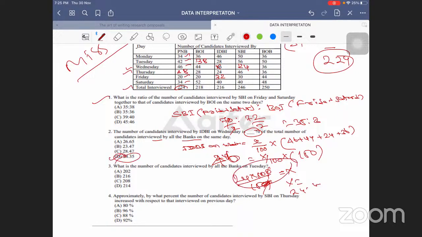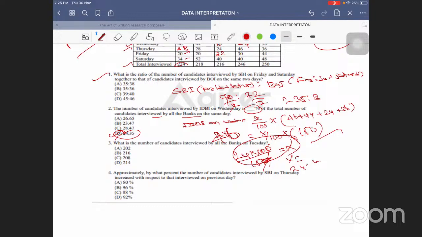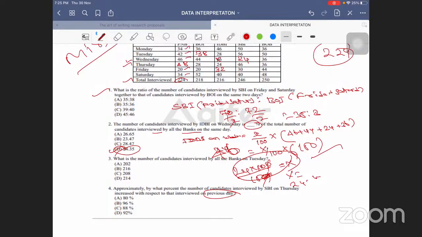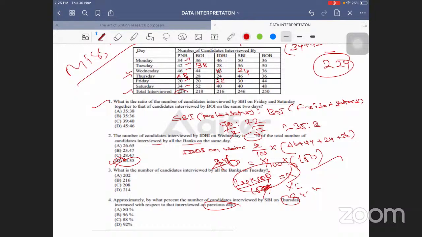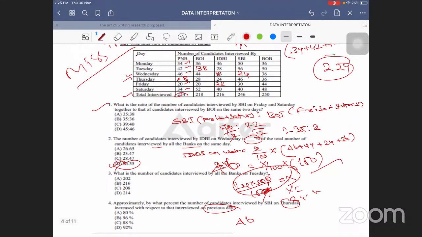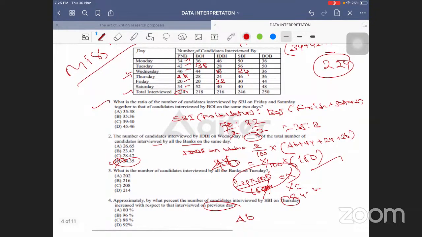Just work this out as your homework. The fourth question is: approximately what percentage did the number of candidates interviewed by SPA on Thursday increase with respect to the previous day? SPA on Thursday is 46, and the previous day is 24. He is asking what the percentage is.